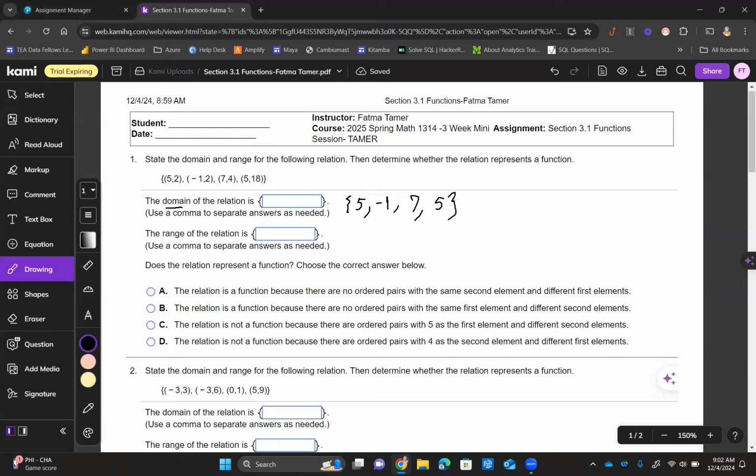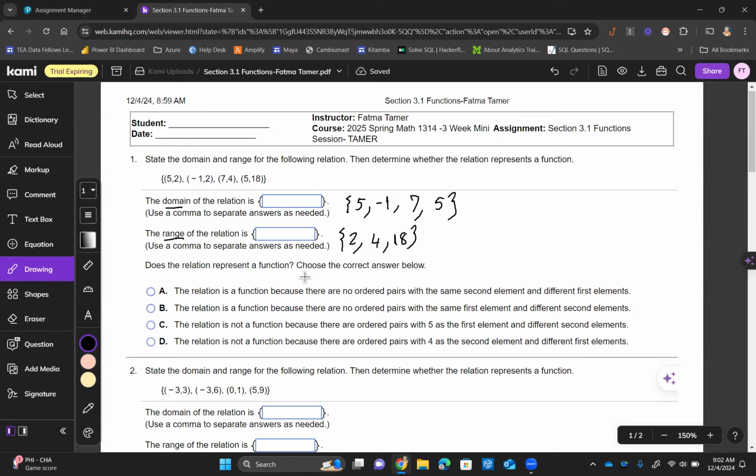Now for range, range means set of y values from the ordered pairs. So from the first point, the y value is 2. From the second point, the y value is again 2, but I don't have to write it. The y value is 4 from the third point, and then the y value is 18 from the last point. And there are 3 numbers in the range and 4 numbers in the domain.